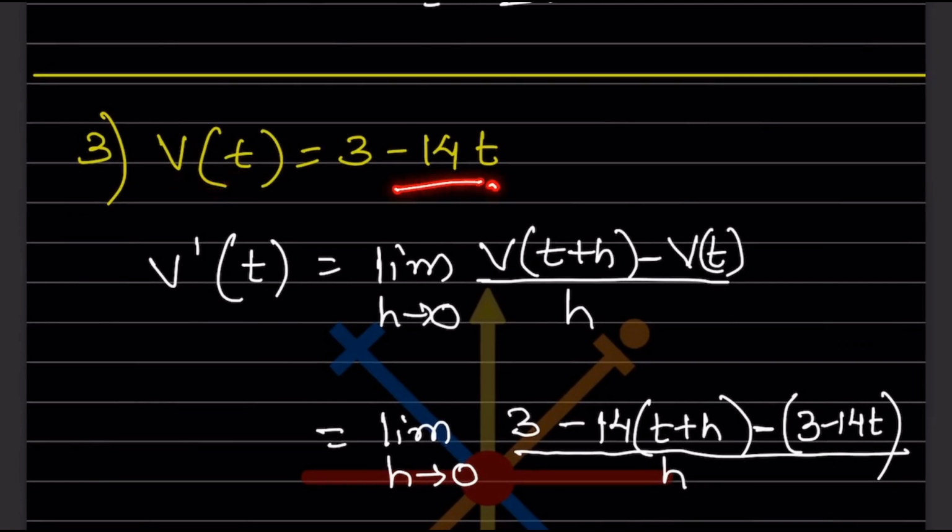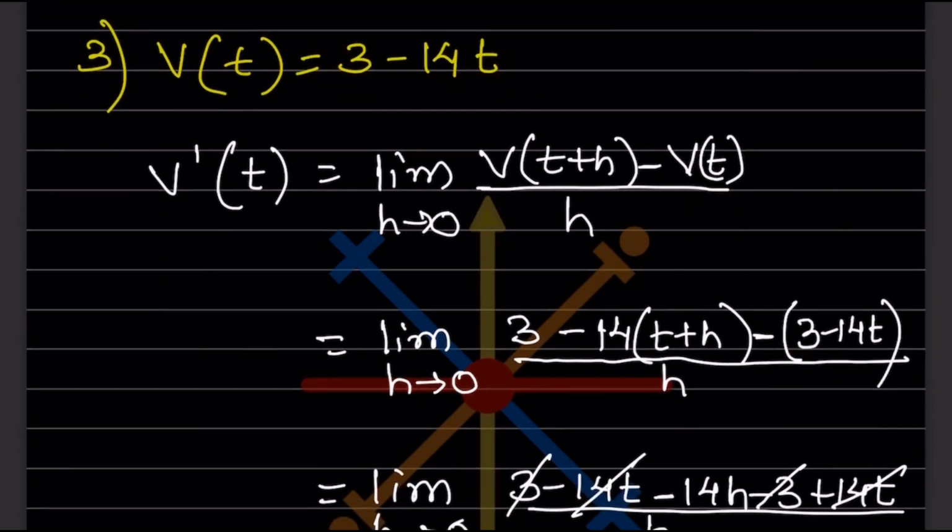3 minus 14t. So now whenever we have this type of problem, the first thing we are going to write is a formula. So what are you going to write here? This t plus h. This is going to be 3. 3 will be as it is. In place of t, you are going to write t plus h. So 3 minus 14 into t plus h, minus, here Vt is what? 3 minus 14t. So now what are you going to do? We are going to expand it.